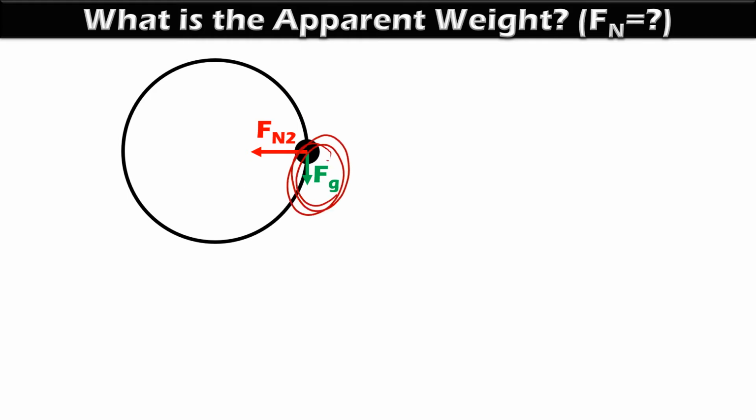You could ask what part of Fg is pointing towards the center of the circle. There's no part of Fg that's pointing towards the center of the circle. If anything, it's Fg cosine of 90 degrees, and the cosine of 90 degrees is 0 if we were going to find the component. So that's how you would do it formally, but we just won't include it in our net force equation.